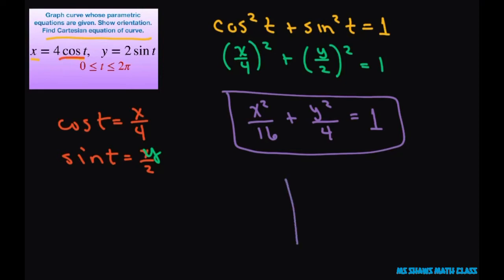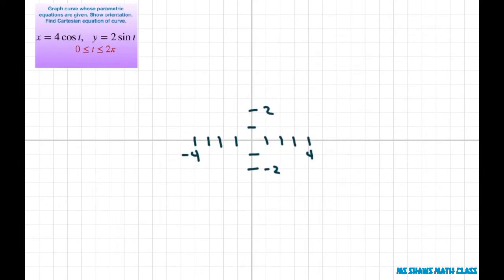Basically, you just go out 4 for the x. Just take the square root of 16, and go up 2 for the y, down 2. So it looks something like that. That's just what our curve should kind of look like, especially if we're going from 0 to 2 pi. So let's go ahead and graph it based off our parametric equations.